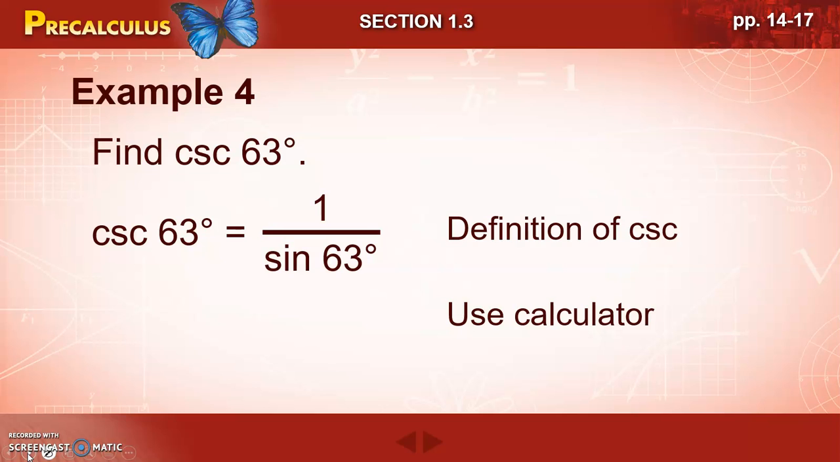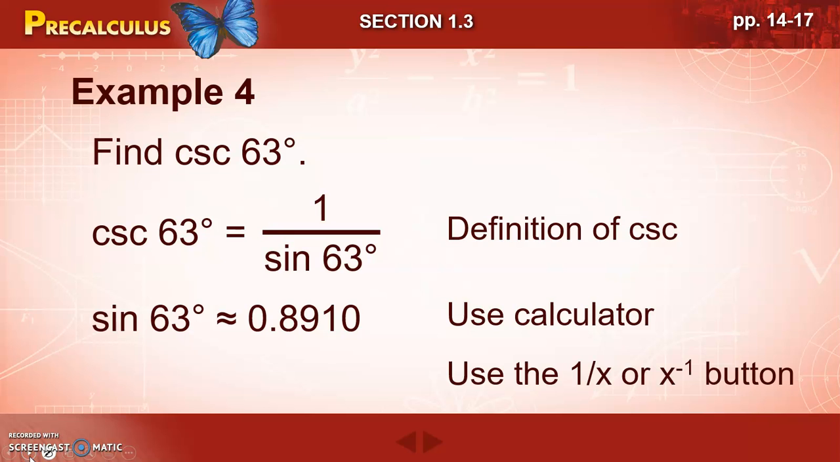You can use your calculator to find the sine of 63 degrees, which gets you around 0.8910. And then on your calculator, you should see a reciprocal key that looks like 1 over x or x to the negative 1 power. Either one of those will act as reciprocal keys. After we find the sine, we can use that 1 over x or x to the negative 1 button and find that the cosecant of 63 is approximately 1.1223.